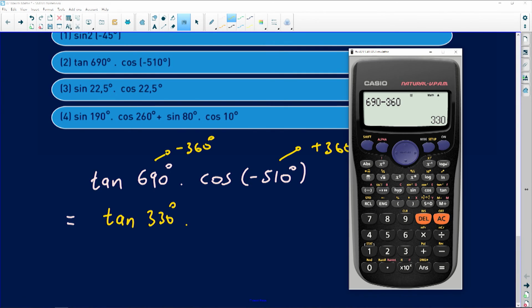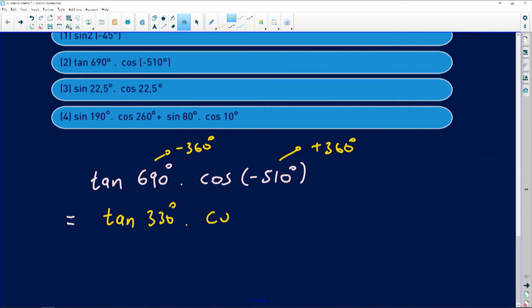Let's go to that one. I'm sitting with -510, and if you add 360 to it, you're simply going to have -150, which is still not good enough because it's still negative. You add another 360, it comes out with 210 degrees. We're happy to see that. So this is going to be the cosine of 210 degrees.